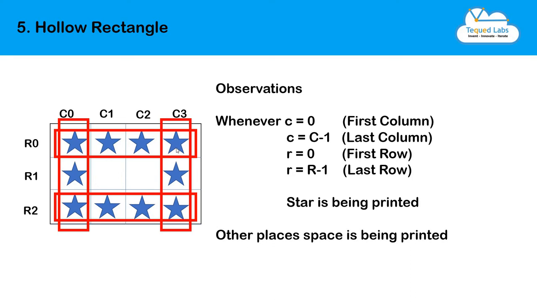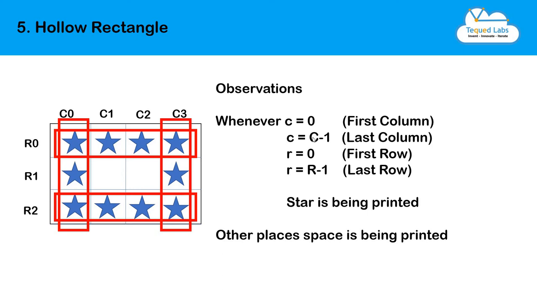Now let us check the conditions. Whenever C is 0, this is column C0, this is the first column, you print a star. Whenever C is 3 or the third column, you print stars again. This is the last column.